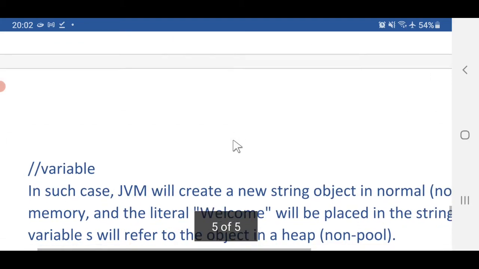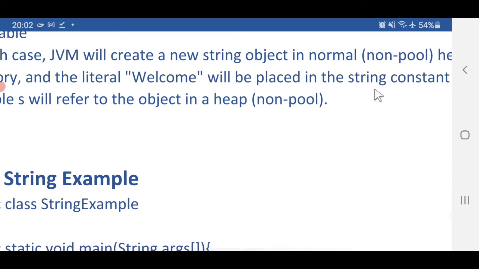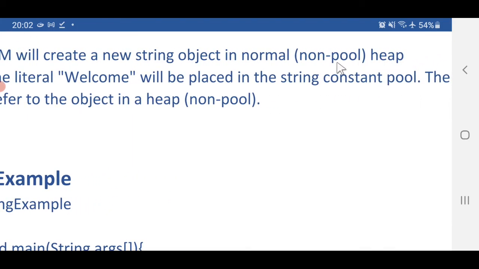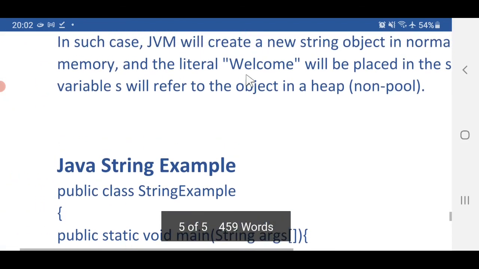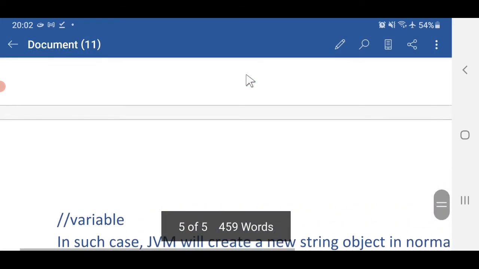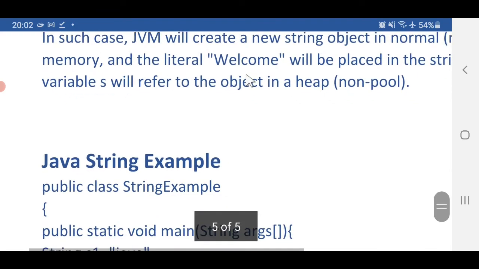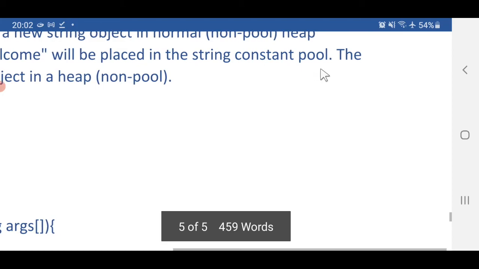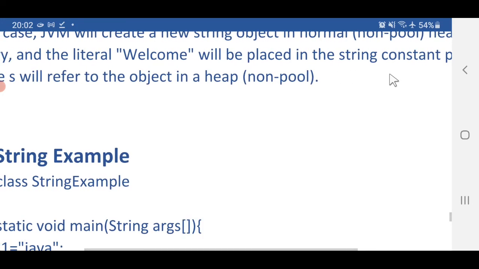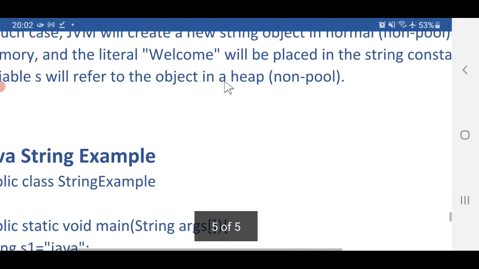Now in such a case, the JVM will create a string object in the normal, non-pool or heap memory, and the literal, here I have given the literal, that is the constructor argument, okay. So the literal in place of welcome will be placed in the string constant pool. The variable will refer to the object in the heap or non-pool.